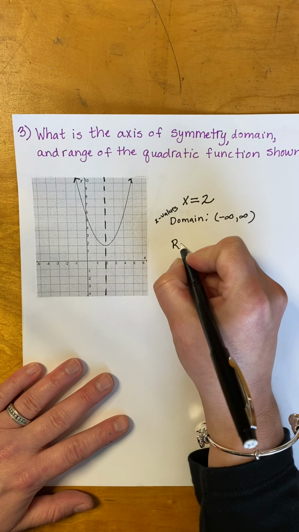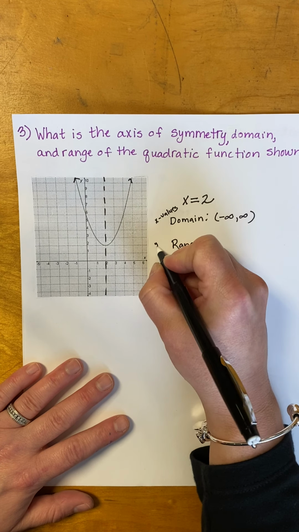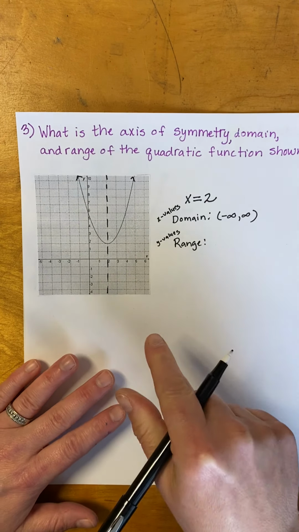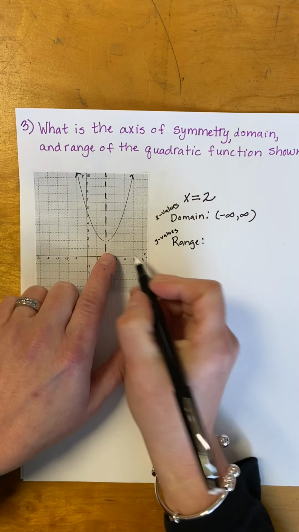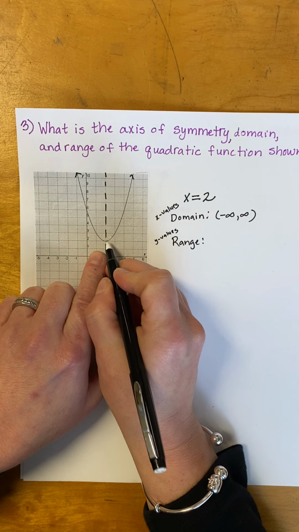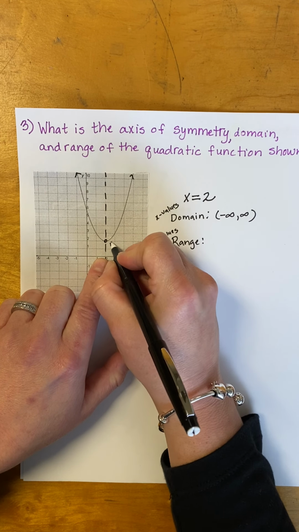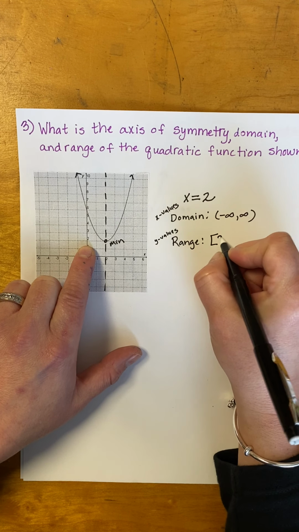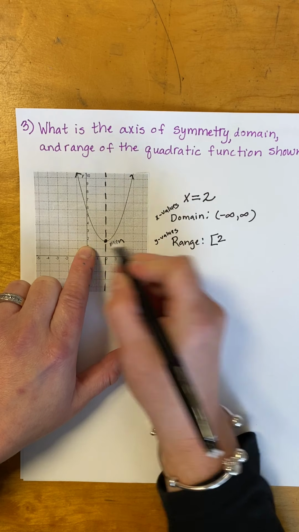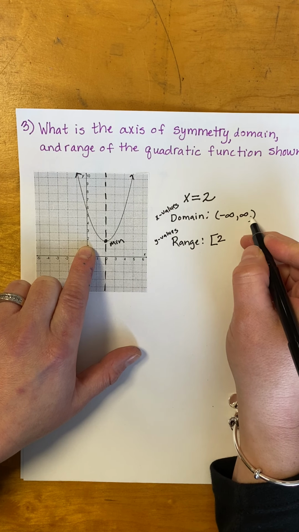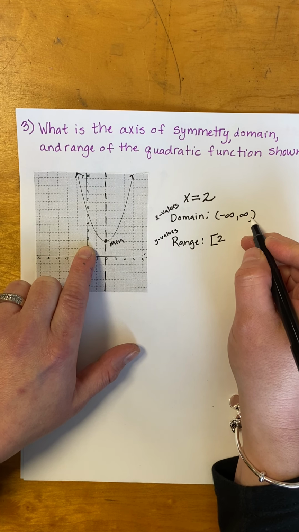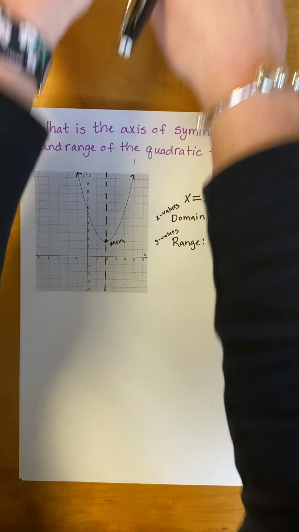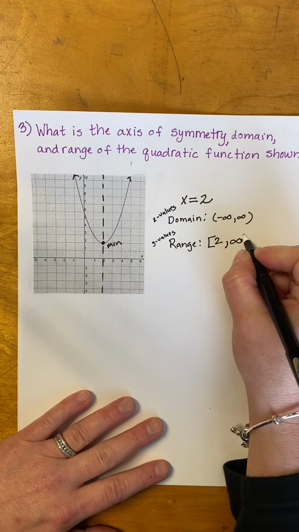All right, and then for the range, you're going to focus on your y values. Range is from bottom to top. How low can you go to how high? So look, this is the lowest point on this parabola. It has a minimum, right? This is my minimum. And how low did it go? It went to 2. And because this is a closed circle, I write 2 in brackets. I use parentheses with infinity because those aren't numbers, those are symbols. And then how high? Well, look, this arrow means they keep going up, up, up. So it goes all the way up to infinity.